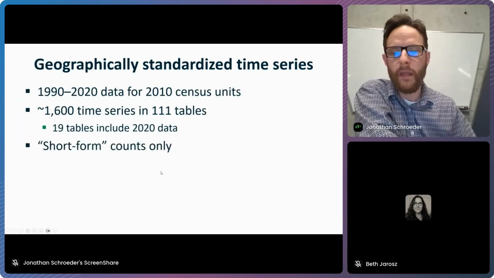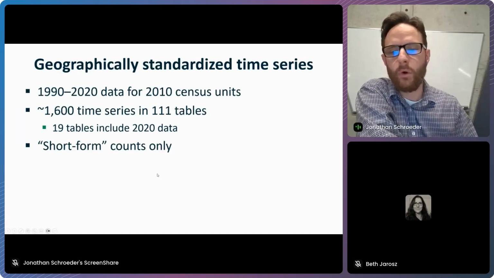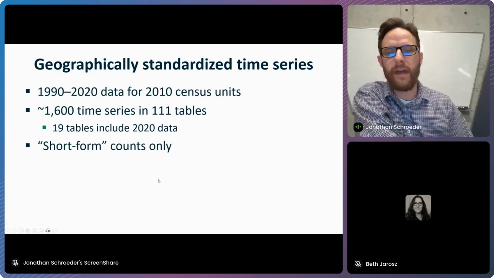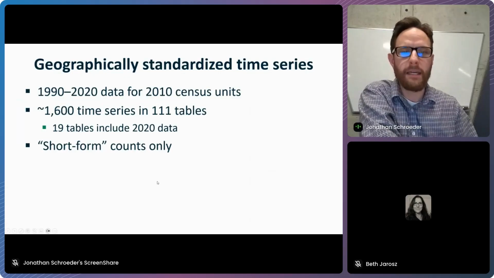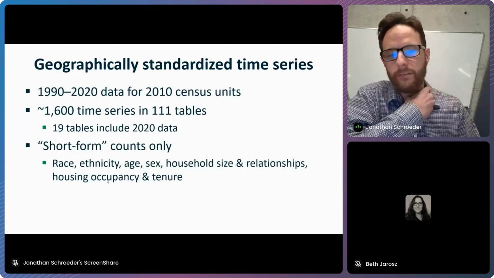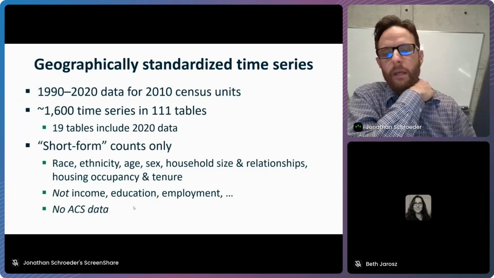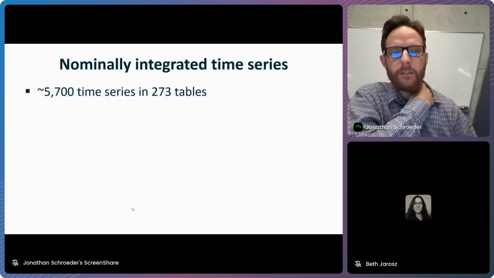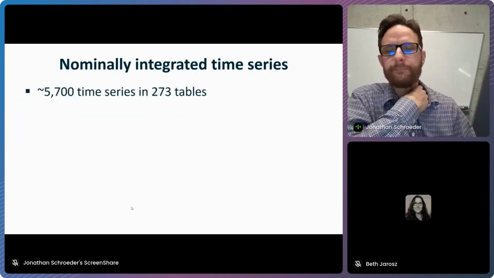But the big caveat is that we only have this data for short form counts, the short form census that covers everybody in the country, because those are the only data that have block level data. And to produce high quality geographically standardized data, we are starting from blocks. That does allow you to identify these data on these subjects, but not income, education, employment, and no ACS data. For ACS data, you can use our nominally integrated time series, not geographically standardized, but still linked across time.